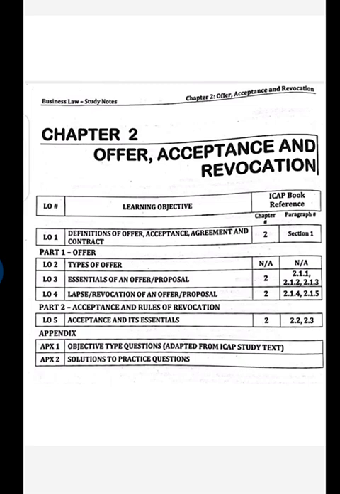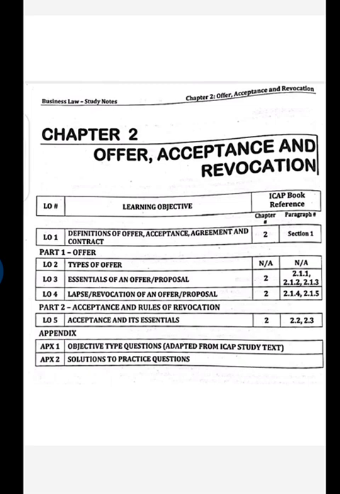Today I am going to start another course that is known as business law. It's a very essential course for business administration students and CA students. So in today's lecture I will discuss chapter number 2, which is about the offer, acceptance and its revocation.